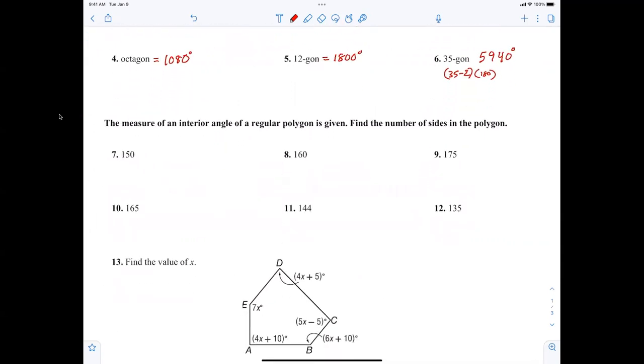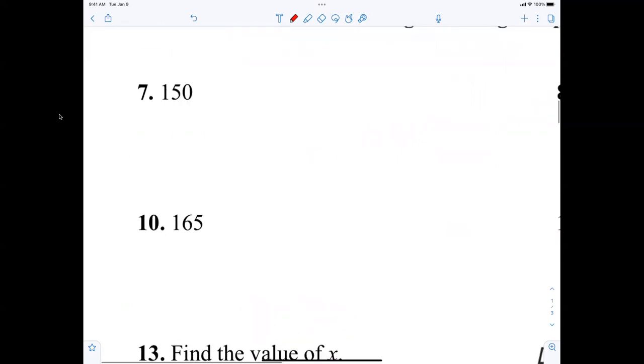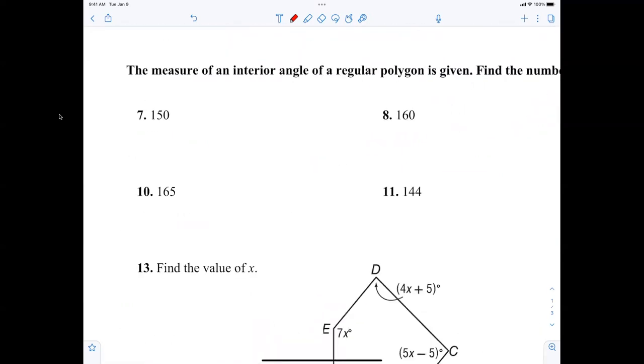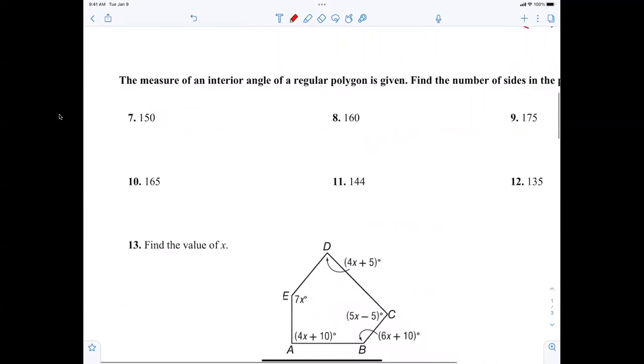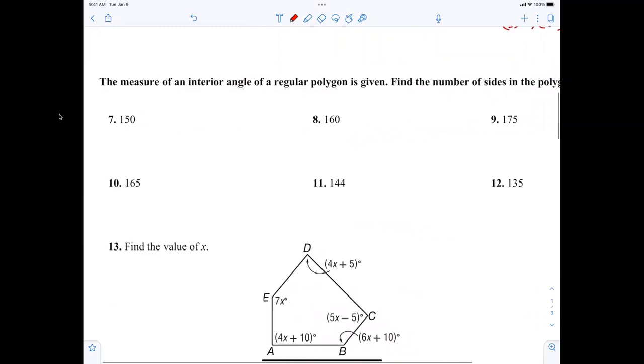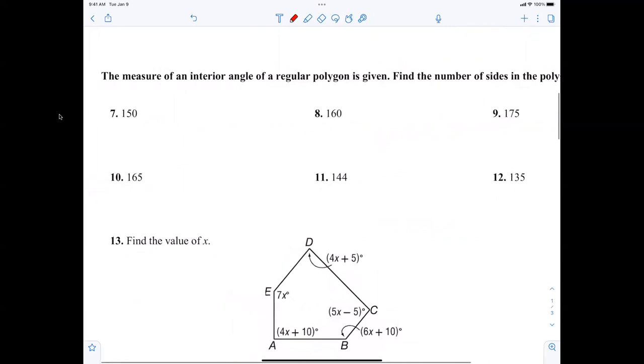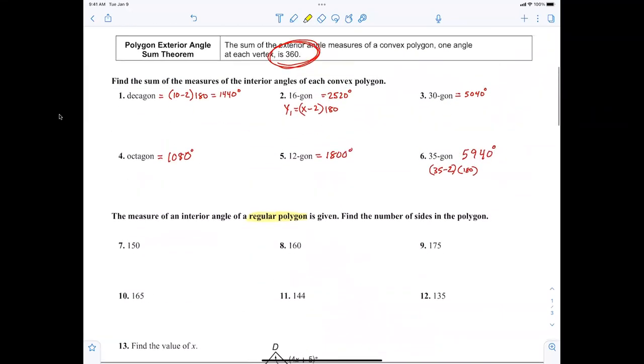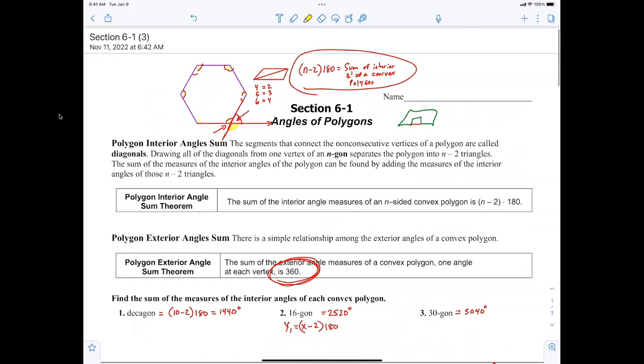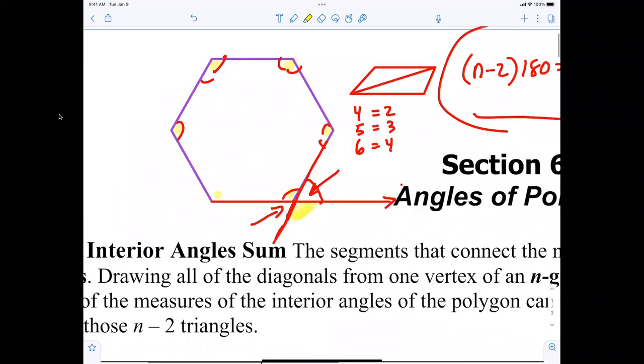All right, now let's look in here. It says the measure of an interior angle of a regular polygon is given. Find the number of sides. So the interior angle is 150. Does everybody agree with that? Now, someone please tell me what regular means again. Yes, go ahead. Yeah, the sides are equal. This was regular up here. This is a regular hexagon. All sides are equal and all angles are equal. Is everybody with me on this?